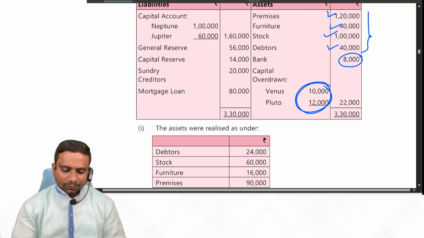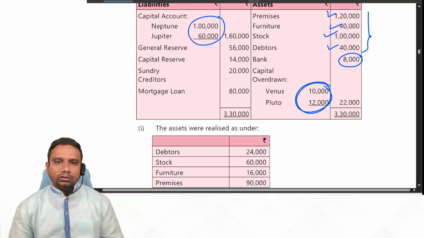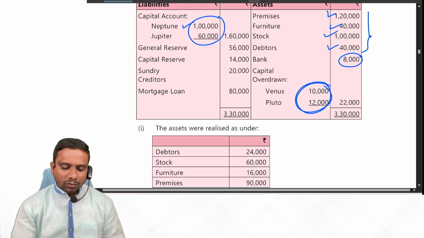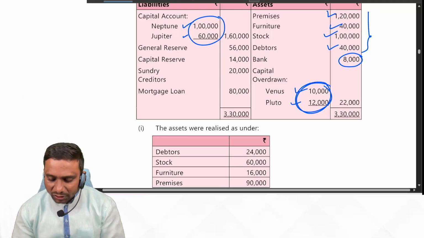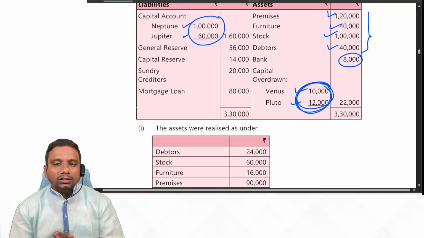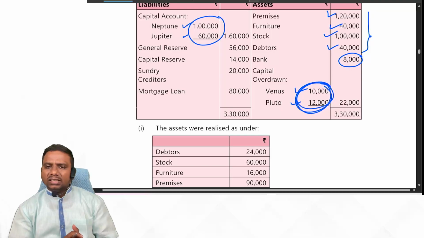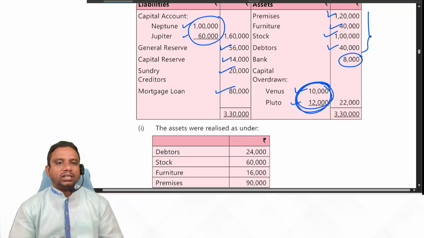Now come to the liabilities side. Capital balances, don't transfer to realization account, open capital accounts. So capital account, credit side: Neptune balance 1 lakh, Jupiter 60,000. Debit side: Venus 10,000, Pluto 12,000. Observe here, two partners' accounts are showing debit balances. Yes or no, students? Next, general reserve, distribute to the partners. Capital reserve, distribute to the partners. Sundry creditors, transfer to realization account. Mortgage loan, transfer to realization account.